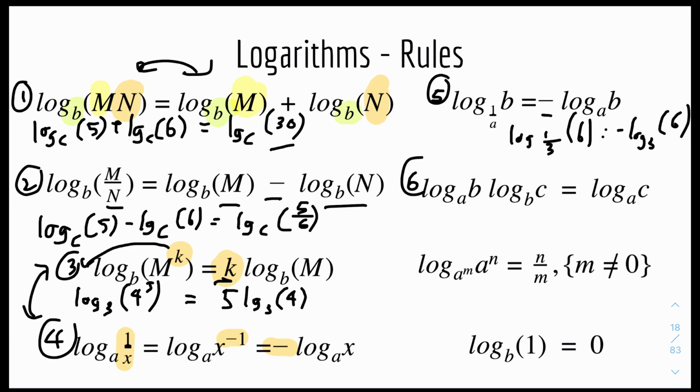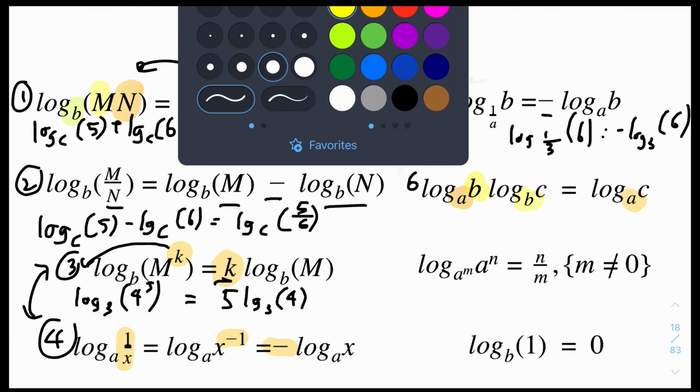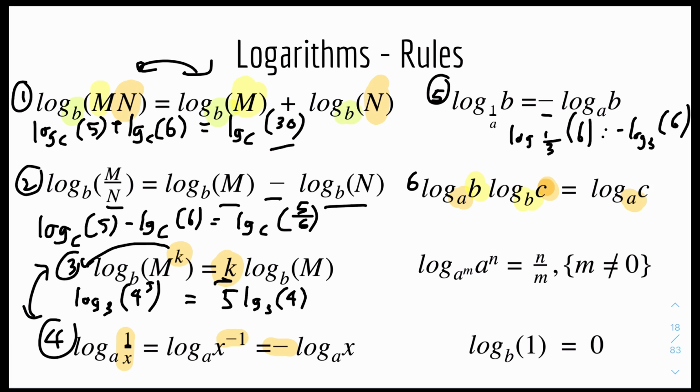Then we have number 6, log base a, b times log base b, c, and it equals log base a, c. It's kind of like a chain rule, where the b in the middle cancels out, that b and b cancel out, and the c remains here. So notice that it's a times and not a plus, it's a times.